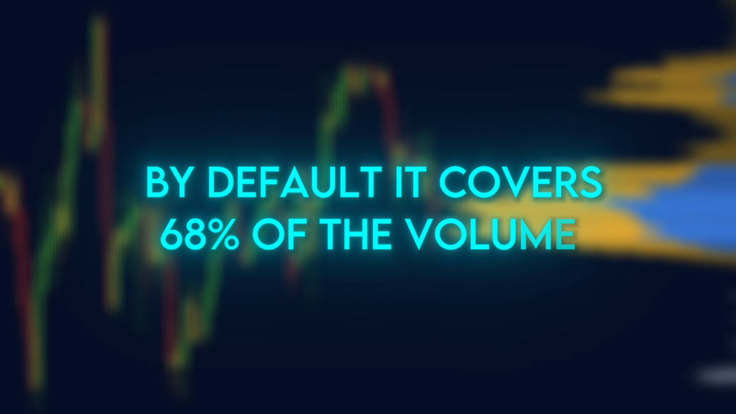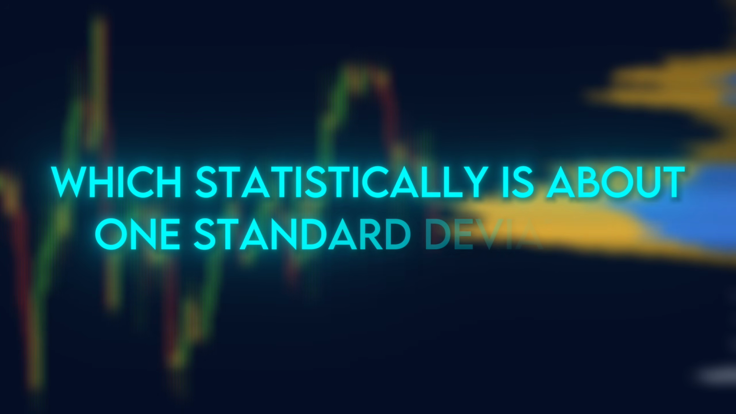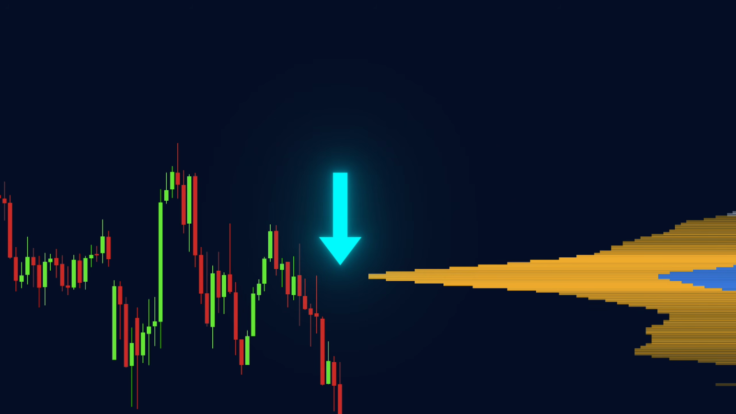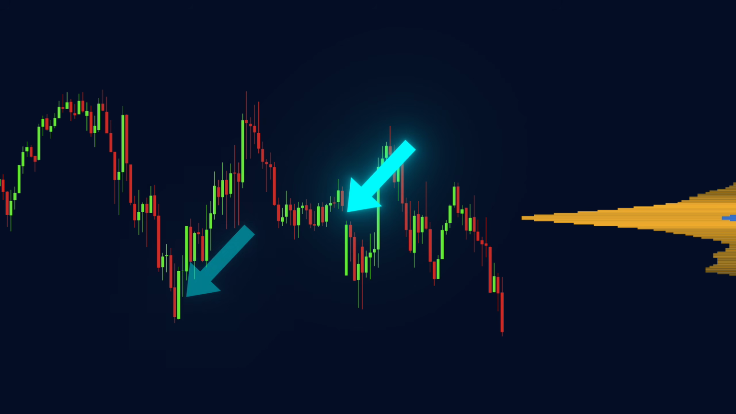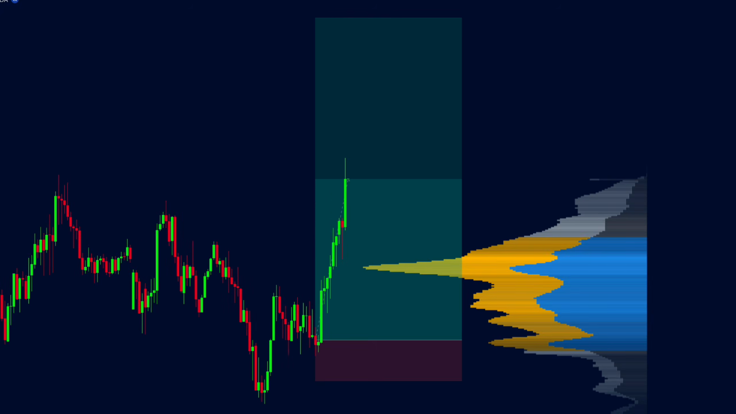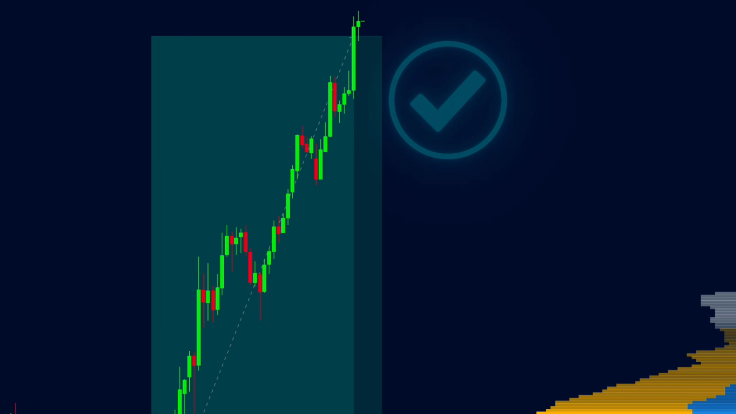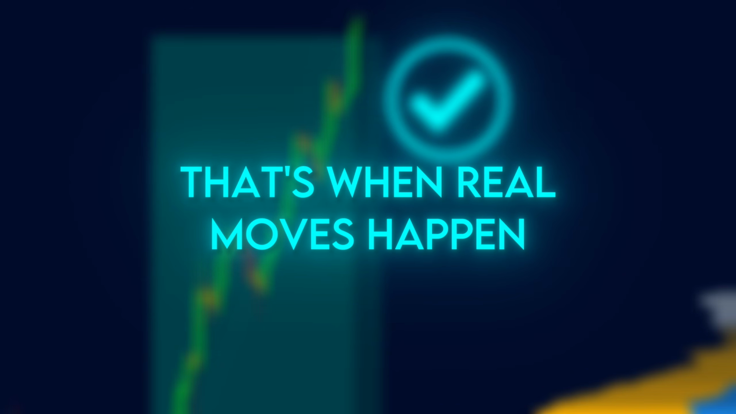See the colored band around the POC? That's the value area, the range where the majority of trading happened. By default, it covers 68% of the volume, which statistically is about one standard deviation. Here's the key insight. When price is inside the value area, the market is balanced. It's accepted. This is where you see chop, failed breakouts, and frustrating back and forth action. Not a great place to be entering trades. But when price breaks outside this band and actually holds outside, the market is telling you something has changed. It's no longer balanced. That's when real moves happen.